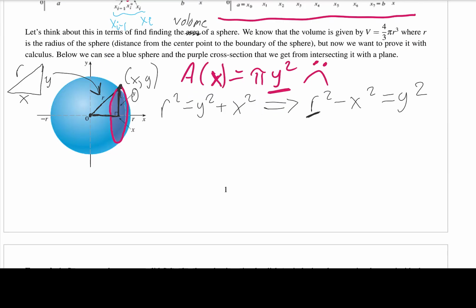And so then plugging into our A of x function, we get that A of x is equal to pi times y squared, but y squared is equal to r squared minus x squared.